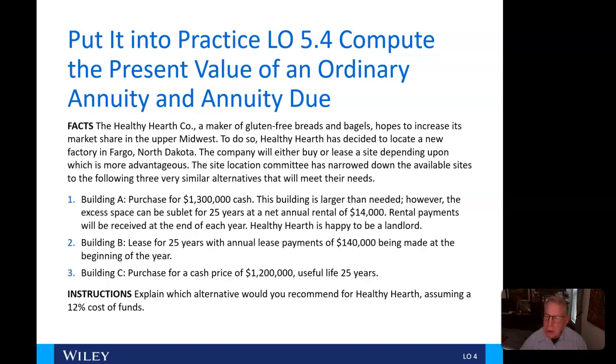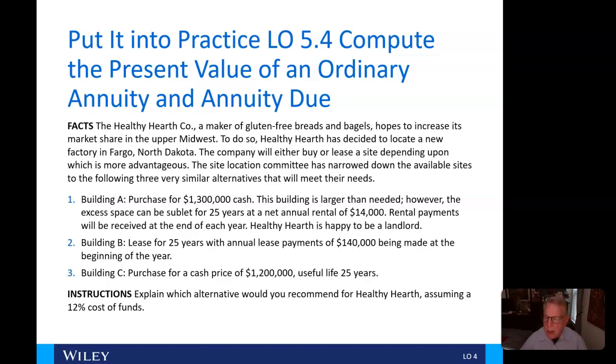Option 2, building B, lease for 25 years with annual lease payments of $140,000 being made at the beginning of the year. And then option 3, building C, purchase for a cash price of $1.2 million, and its useful life is 25 years. Okay, so explain which alternative you would recommend, assuming a 12% cost of funds.